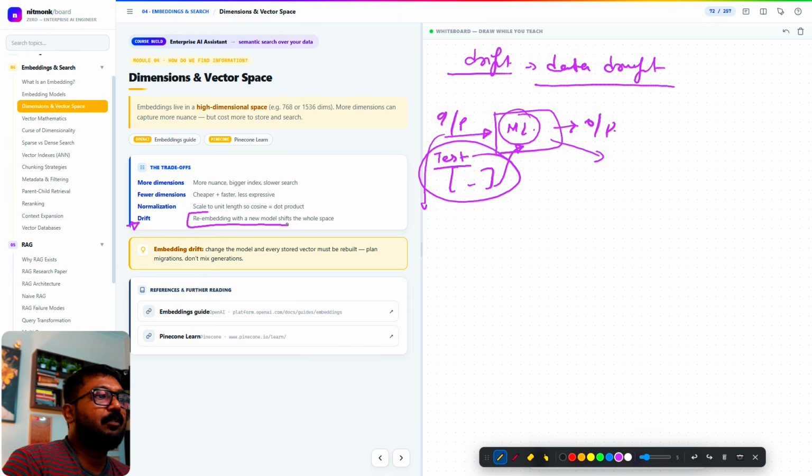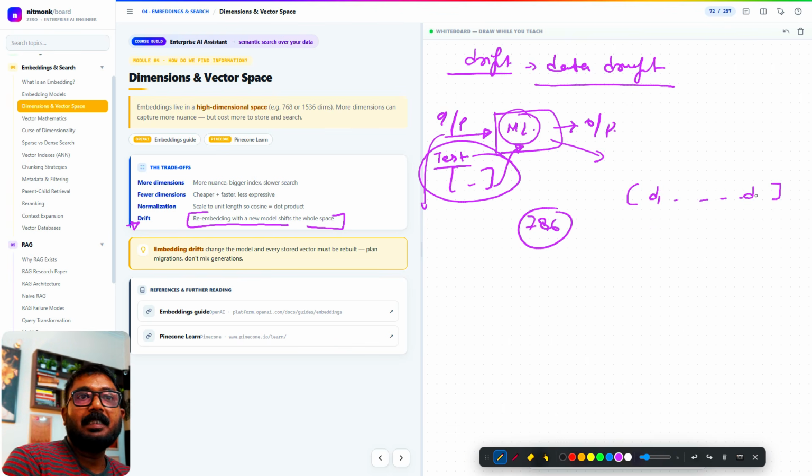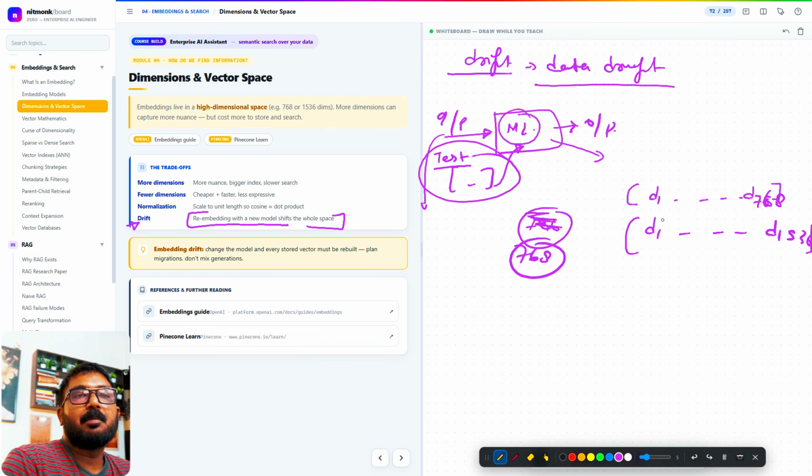If you re-embed with a new model, it shifts the whole space, because as soon as you select 768, the number of properties goes lower: the properties go from D1 to D768, not 786, 768, correct? And then again if you go from D1 to D1536, it goes bigger again. That problem is created in the vector space. The dimension gets smaller, bigger. So that is a drift in these embedding models.